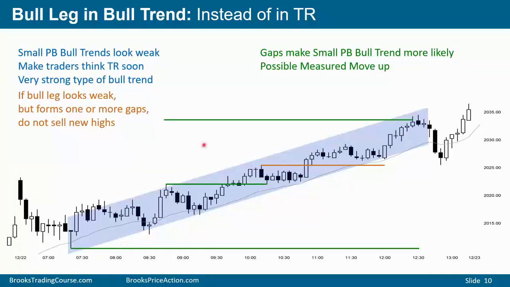Here, gap, and it did lead to a measured move up. And you can see some profit taking at the measured move up. Aggressive bears might sell there for a scalp. Most of the selling is due to bulls taking profits.